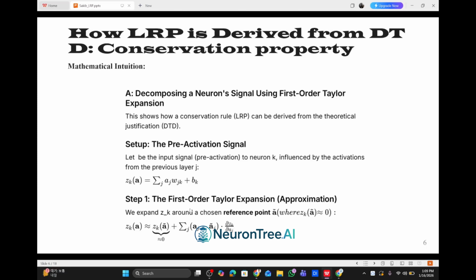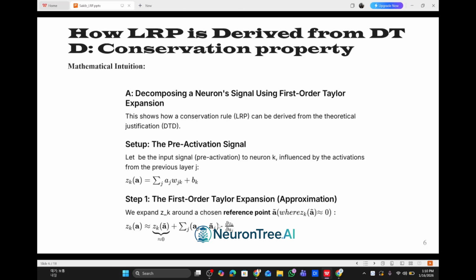Now this term comes from the first order Taylor expansion. So we have to use this first order Taylor expansion in our equation. So we want to expand zk around a chosen reference point where zk of a tilde is equal to 0. So what does it mean? We can write down this equation like this: zk equals zk of a tilde plus summation of j, aj minus a tilde j, into the derivative of zk with respect to aj.